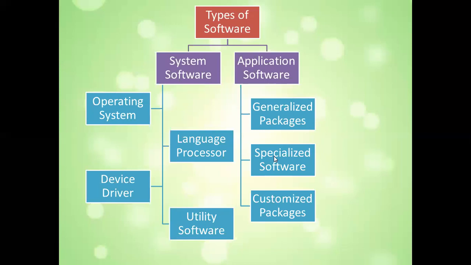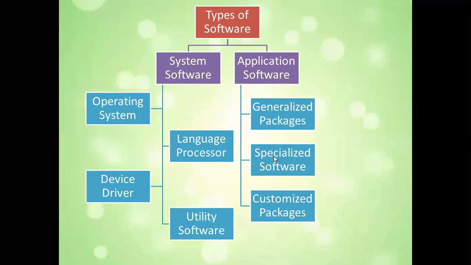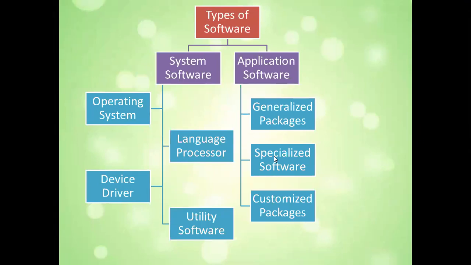So for example, if I purchase an accounting software, I can purchase any type of accounting software which is available in the market. So these are the software which are not used by everyone.